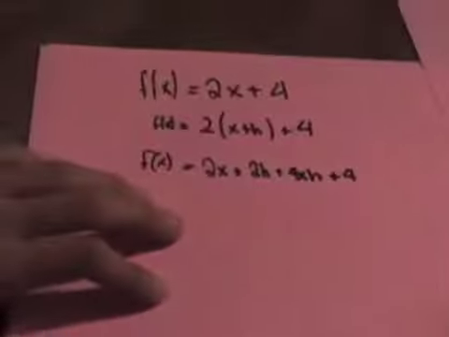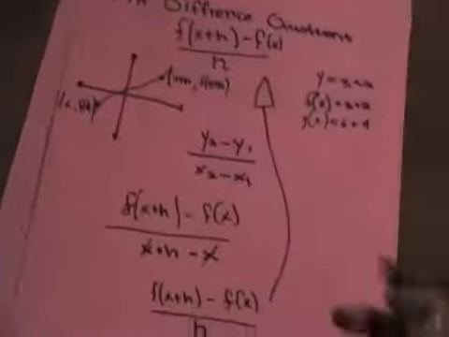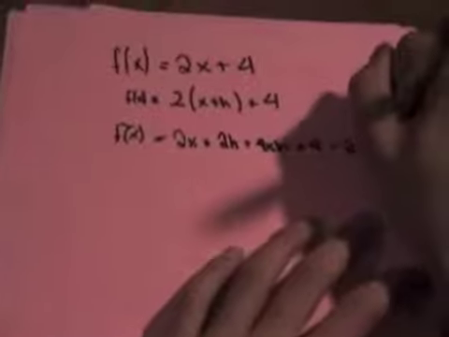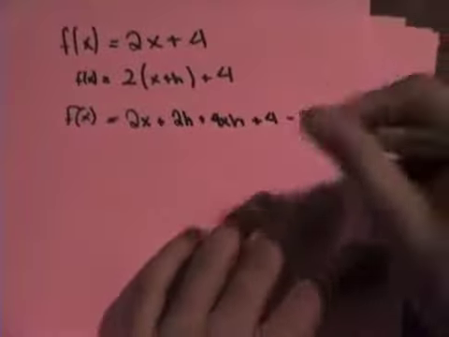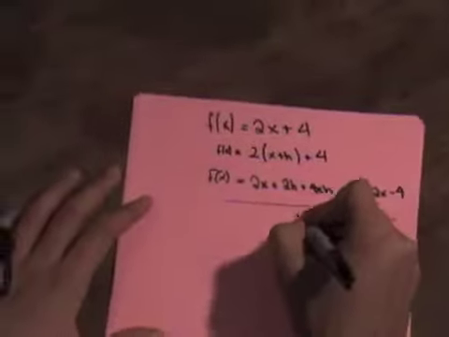Then on the original difference quotient, after you use x plus h, you then subtract the original equation, so the original f of x, which in this case is 2x plus 4. So we're going to set minus 2x minus 4. The plus and minus signs will cancel out. All of this is going to be over h.